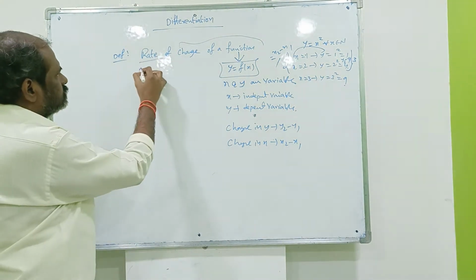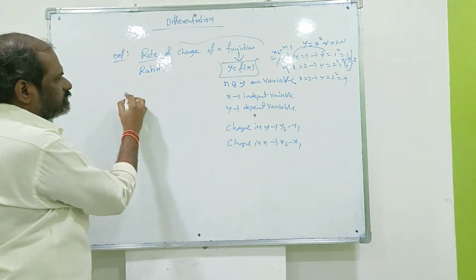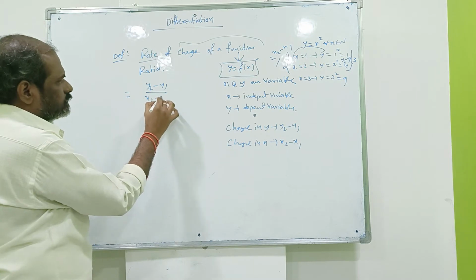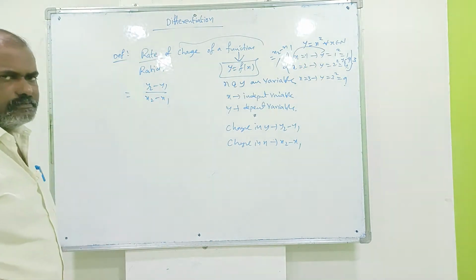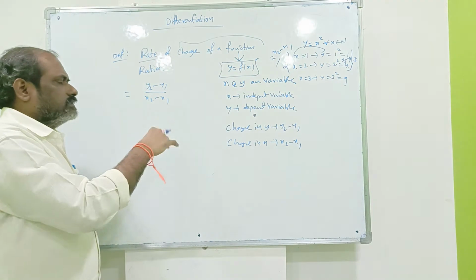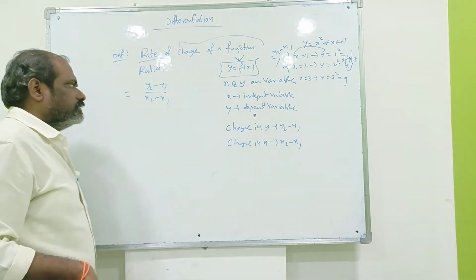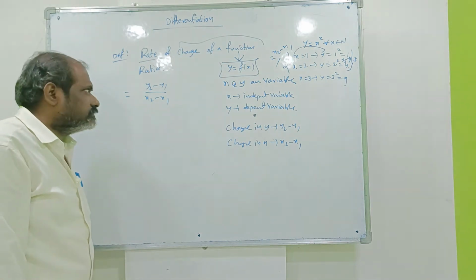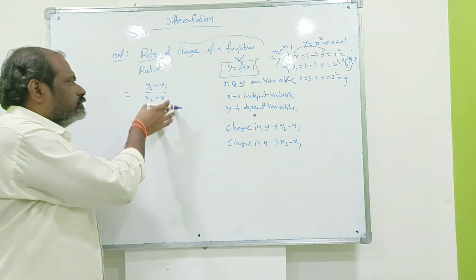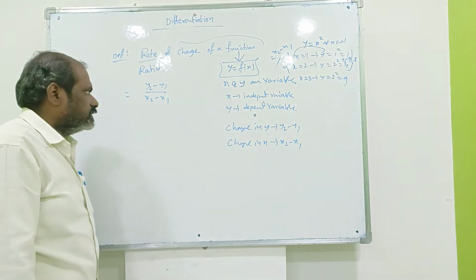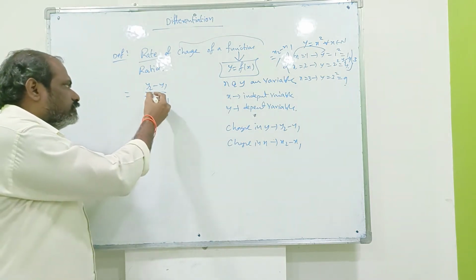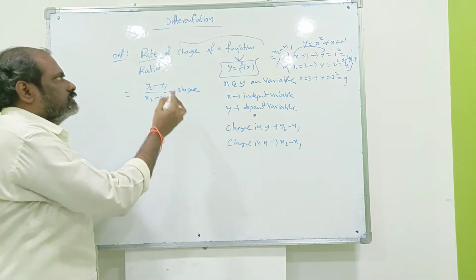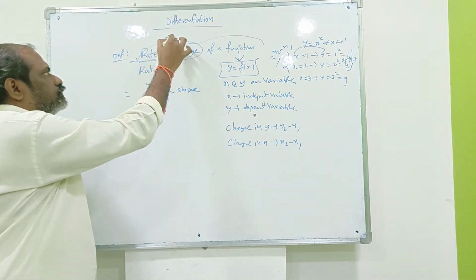Next, rate of change. Rate means ratio, the ratio of changes. Ratio means a by b. That is y2 minus y1 by x2 minus x1. This is the ratio of changes of a function. In a function we have x and y variables. The change in y is y2 minus y1 and the change in x is x2 minus x1. What is the rate? Rate means ratio: y2 minus y1 by x2 minus x1. Already we know this formula. This is the slope. So simply we say rate of change is nothing but a slope.